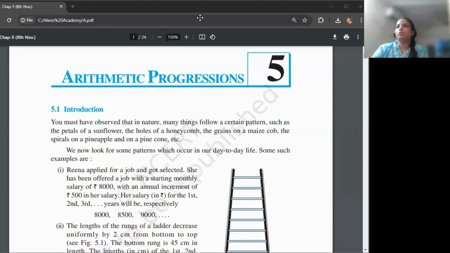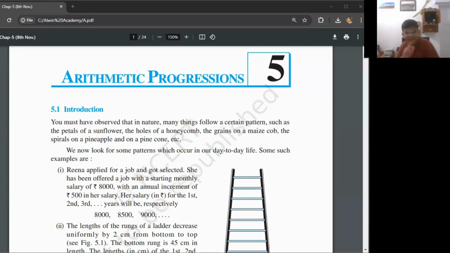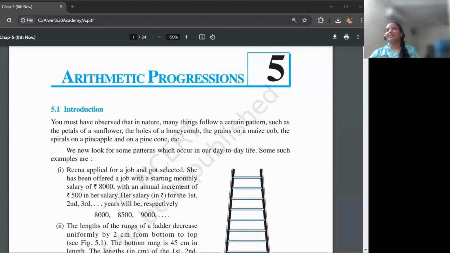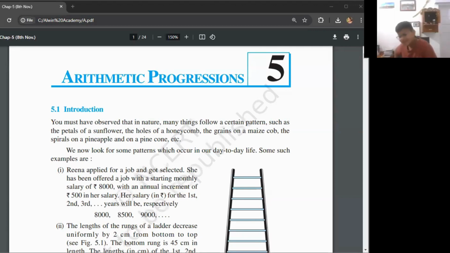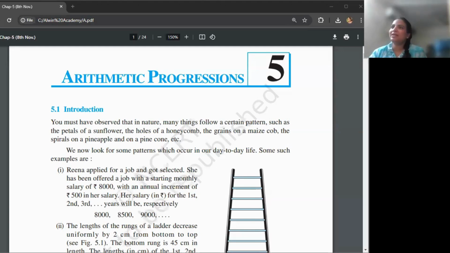Right, बच्चे लोग. So we are starting up with a new chapter, chapter 5, arithmetic progression. Can anyone tell me any idea on what is AP? Just checking your IQ. Arithmetic, mathematically progressing. Right, absolutely right.